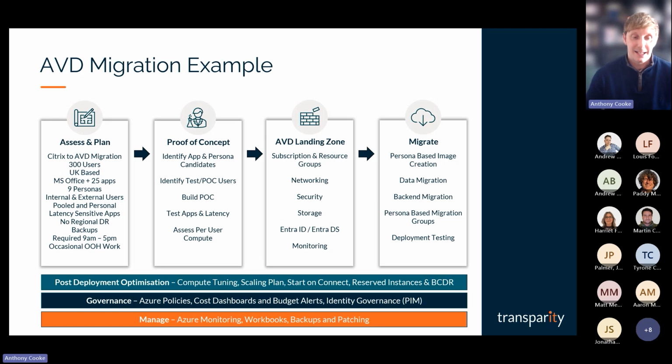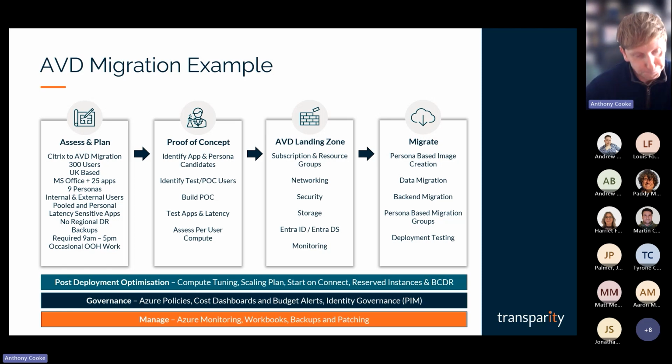There are latency sensitive apps, but no regional DR required. So just to be clear, you will select a region where you run Azure Virtual Desktop from, ideally the region closest to you for latency. You can replicate this across any region you want to and have DR ready in case one of your primary regions goes down.